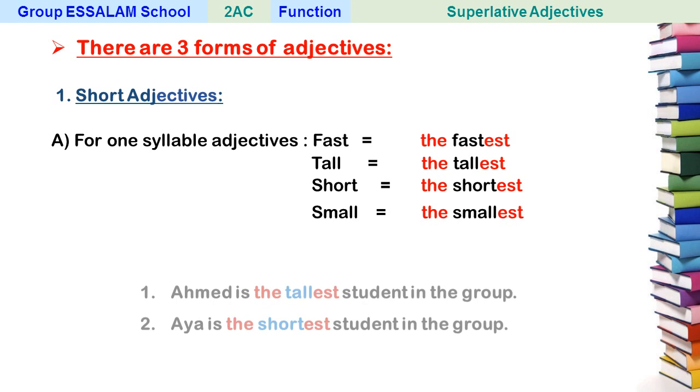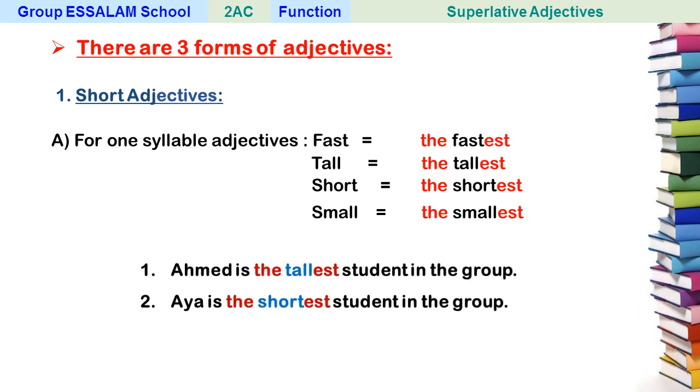Is it okay? For example, Ahmed is the tallest student in the group. So here we compare Ahmed to the whole students in his group, not just between two students. We are comparing Ahmed to the whole students in the group. Also, the second sentence, Aya is the shortest student in the group. The same here. We compare Aya to the rest of the students in her group.